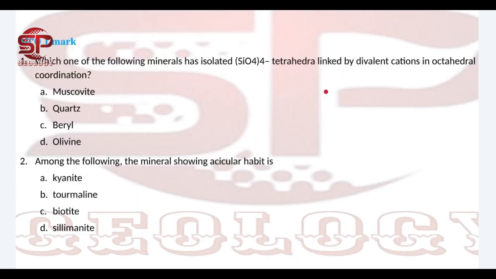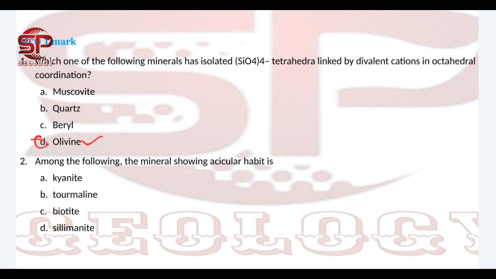Which one of the following minerals has isolated tetrahedra? Isolated tetrahedra belong to the mesosilicate structure, among which olivine is a mesosilicate, and the tetrahedra are linked by divalent cations Mg and Fe. So the answer is olivine.